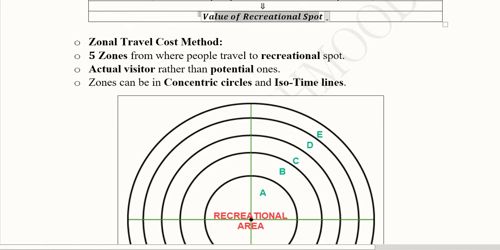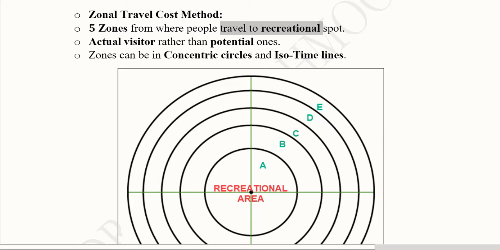So we are focusing on the zonal travel cost, which is defined by various zones. Here in this case, we are considering that there are 5 recreation zones that can be used to see how different people travel from various zones to the recreational spot.